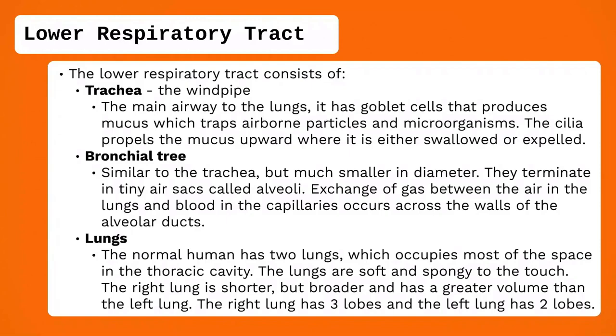The normal human has 2 lungs, which occupies most of the space in our thoracic cavity. The lungs are soft and spongy to the touch, with the right lung being shorter but broader and has a greater volume than the left lung. The right lung does have 3 lobes and the left lung only has 2. I always remember this by our heart being on our left side. So the right side has the room for the 3 lobes, whereas the left side doesn't have room for 3 lobes because we have to have room for our heart.